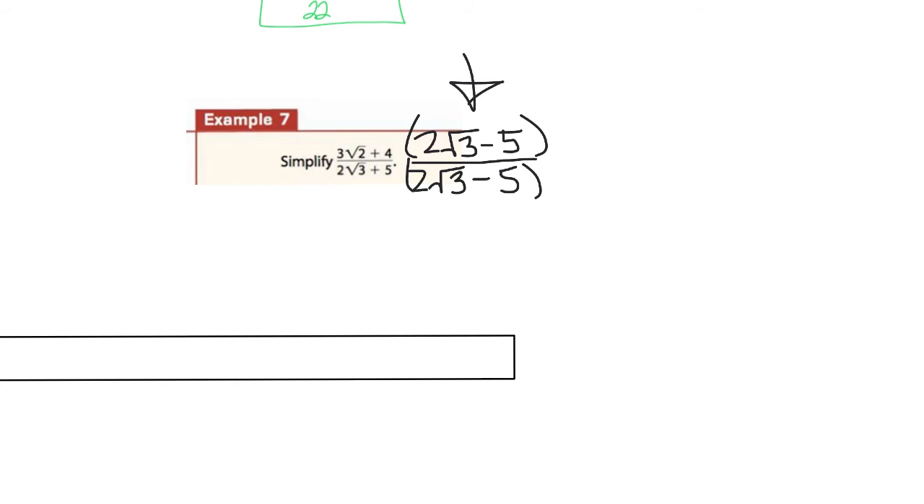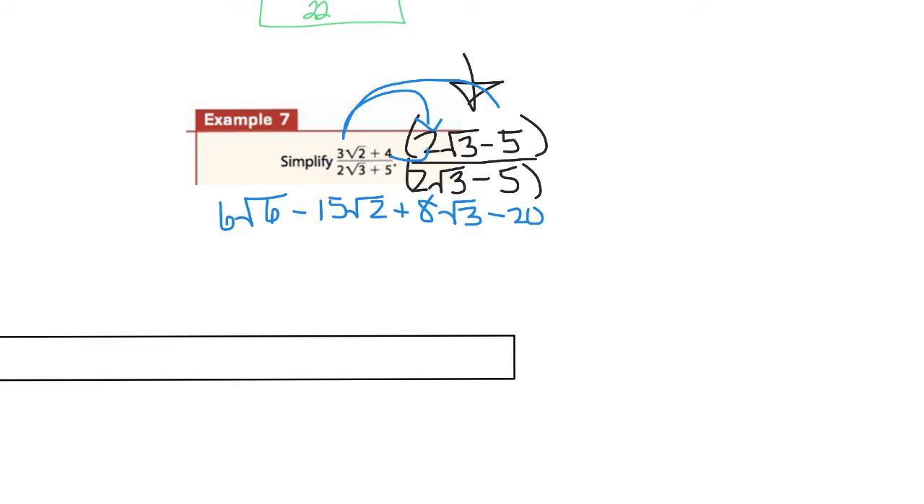So now we're going to use FOIL. First, outer, inner, last. Let's do it in the numerator. So the first becomes 6 square roots of 6. Outer, that becomes negative 15 square roots of 2. Inner, that's 4 times 2 square roots of 3, which is 8 square roots of 3. And then last is 4 times negative 5, or negative 20.